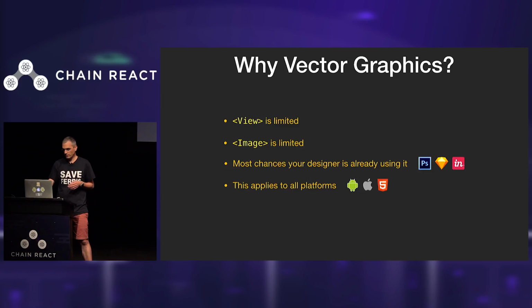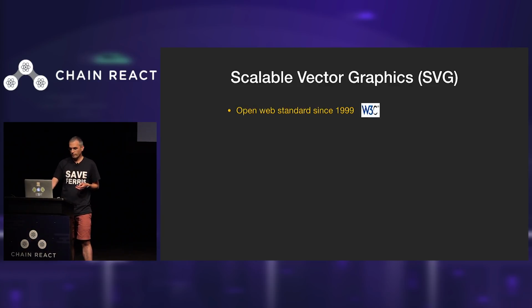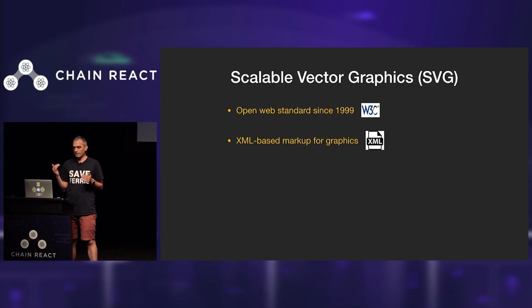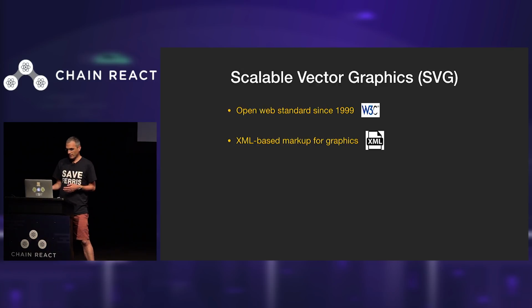So that triggered SVG on the web too. So what is SVG? It stands for Scalable Vector Graphics. It's been a web standard for a while, since 1999. It's pretty old. What it actually is, is XML-based markup graphics. So we all love XML-based markup. It's the parent node and the child node. HTML works like that. Native works like that. Of course, React and React Native.